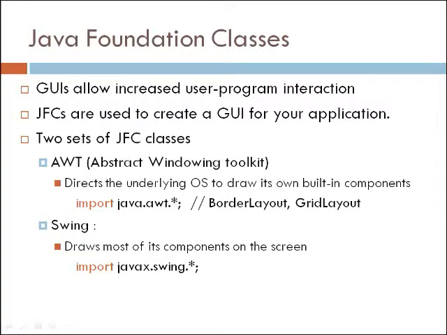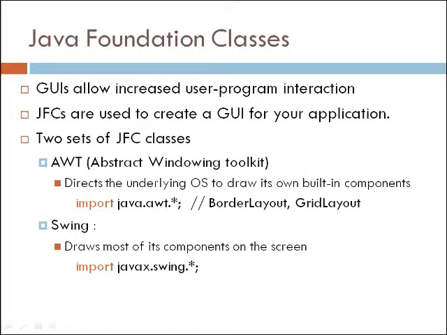JFCs are used to create a GUI for your application. The two sets of JFC classes are AWT and Swing. AWT stands for Abstract Windowing Toolkit. It directs the underlying OS to draw its own built-in components. To do this, you must import java.awt.*. This includes aspects such as border layout and grid layout.